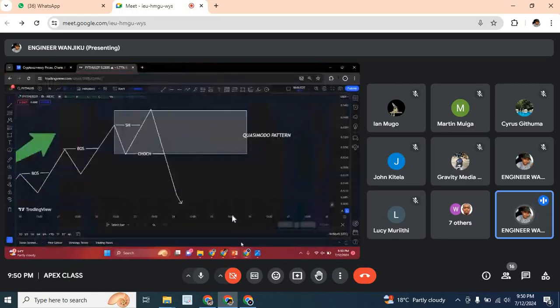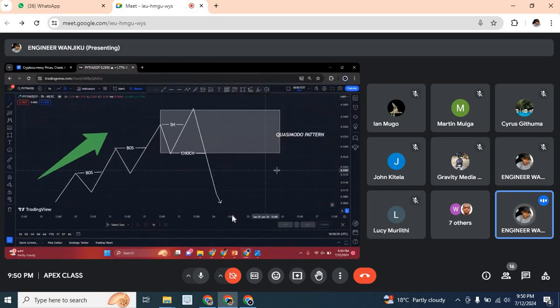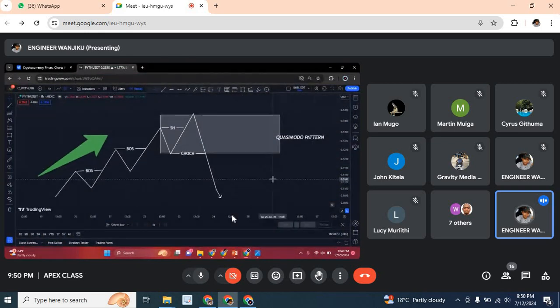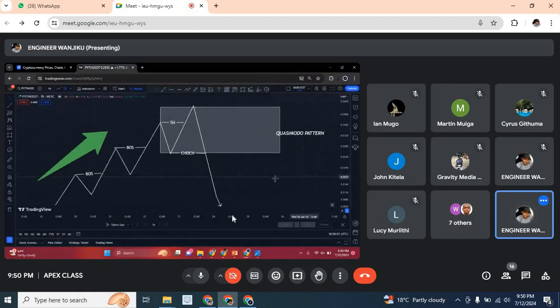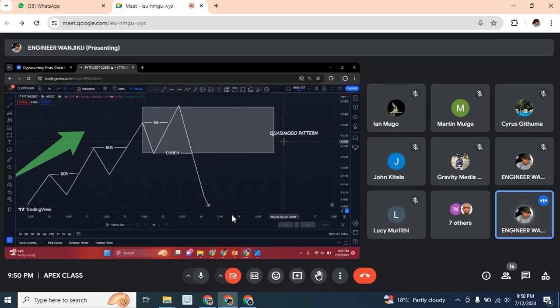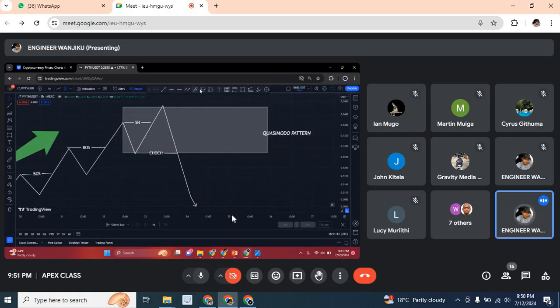Okay. So in this case, let's just come back here. So how do we get to trade this Quasimodo pattern? There are two ways you can trade a Quasimodo pattern. The first way is trade the breaker block, and the second way, trade the Quasimodo level. Remember, I highlighted all this as a Quasimodo pattern, not a Quasimodo level, a Quasimodo pattern. So the two ways you can trade this Quasimodo pattern is number one, trade the breaker block.